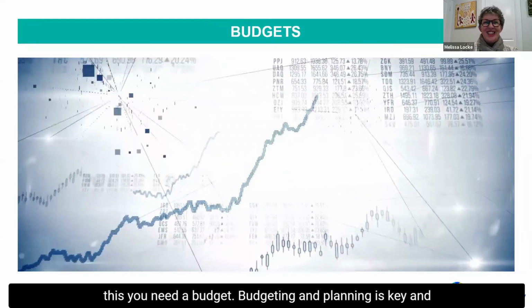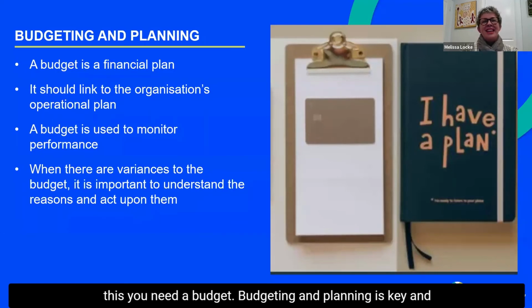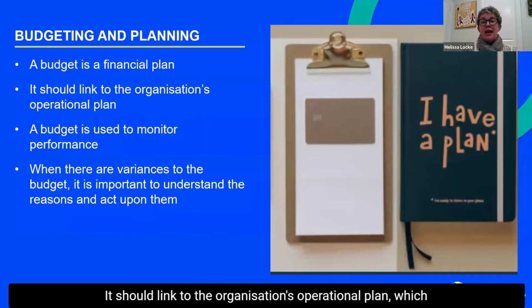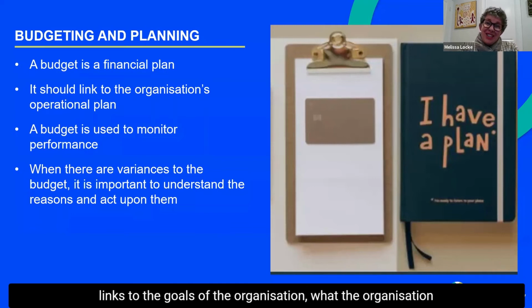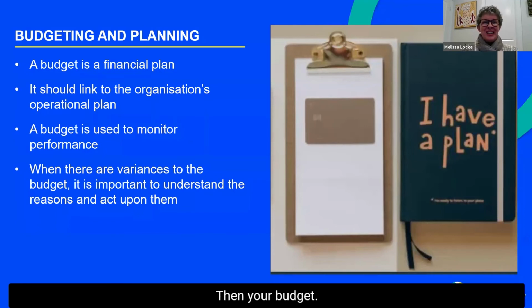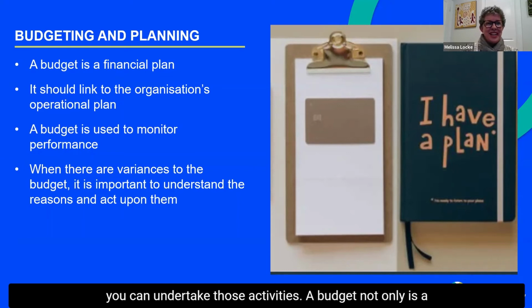To do all this, you need a budget. Budgeting and planning is key, and a budget, simply put, is a financial plan. It should link to the organisation's operational plan, which links to the goals of the organisation, what the organisation wants to achieve. Then you decide the activities to achieve those goals. Then you budget how much those activities will cost, how much they will bring in income, and then you decide if you can undertake those activities.